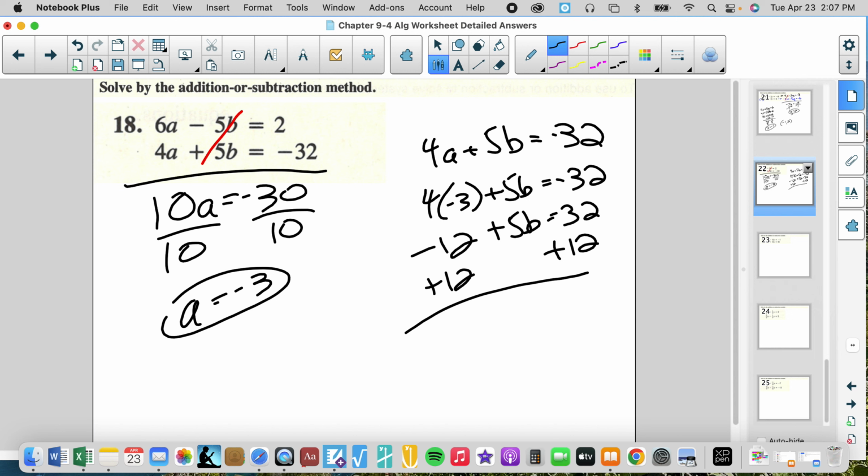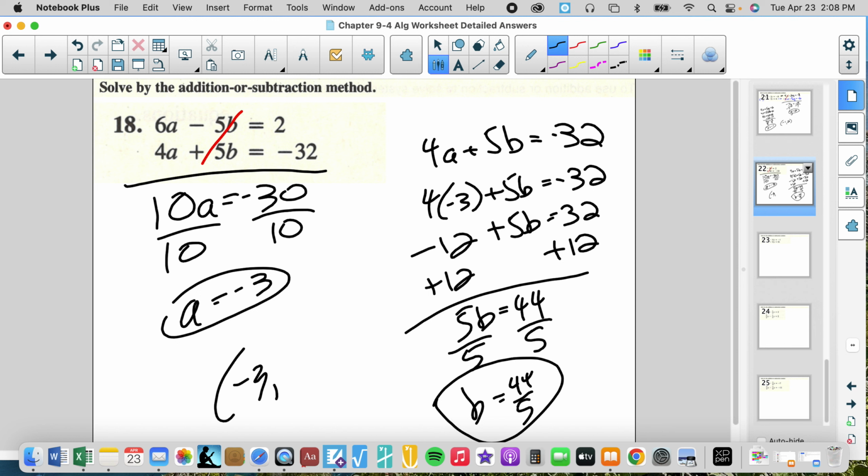Let's make sure we did this correct. That is 10a. That is negative 30. That gives us negative 3. That gives us negative 12. That's negative 32. Okay. 5b equals 44. Divide by 5. Ugly. b equals 44 fifths. Negative 3, 44 fifths. And this is one where we would never be able to get that solution through graphing because it wouldn't be on a grid line.